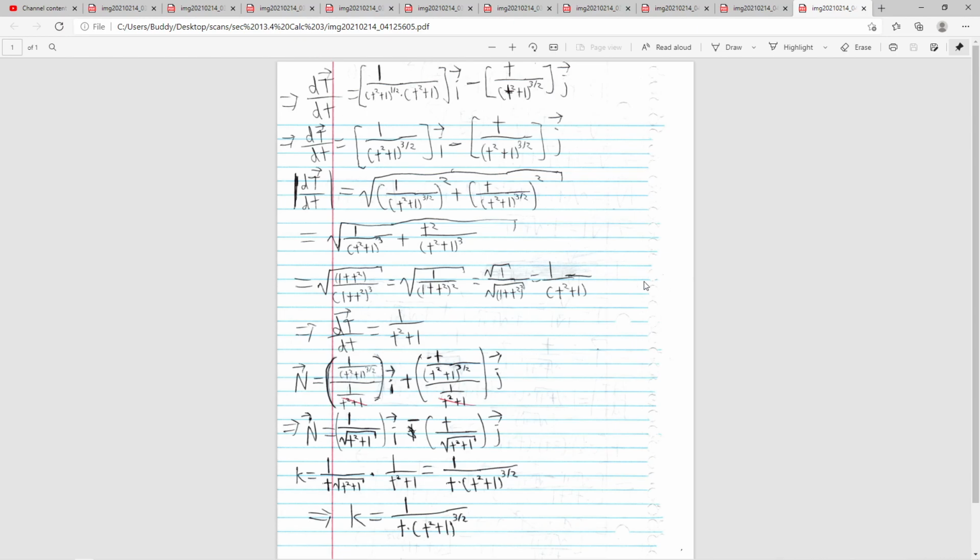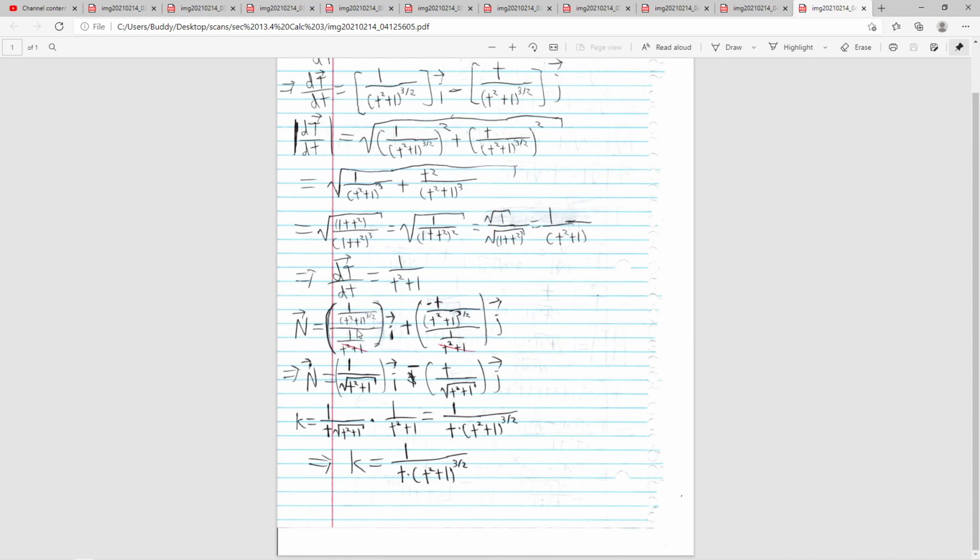And then the magnitude of this is just these things squared and summed. And it could go better. Because t squared plus 1 cubed is the denominator for both terms, they combine and you get 1 plus t squared. We've done a very similar procedure before for this. Square root of 1 divided by square root of 1 plus t squared squared. You get 1 over t squared plus 1 is your magnitude of dT/dt.